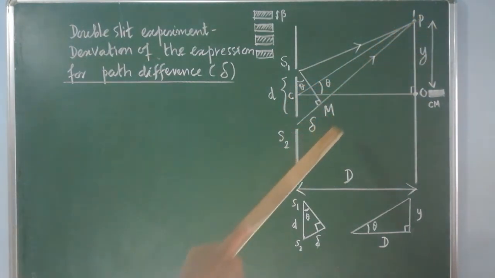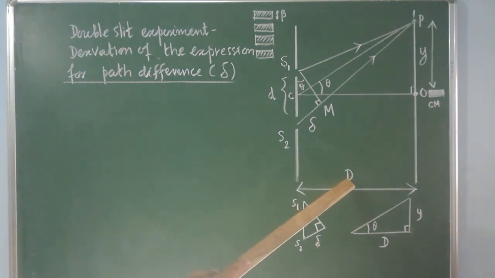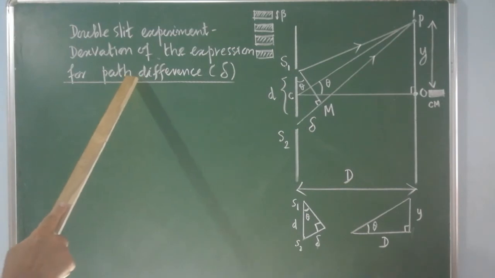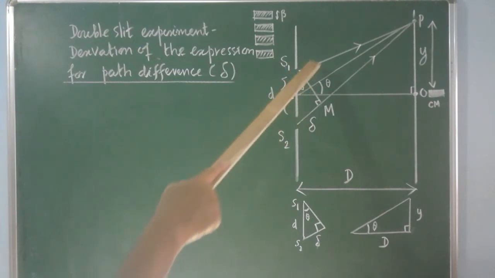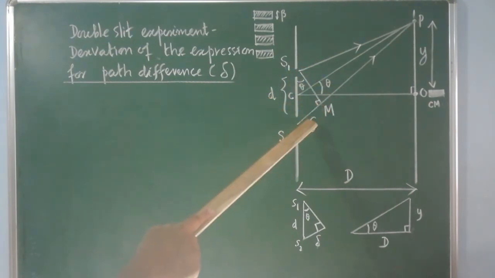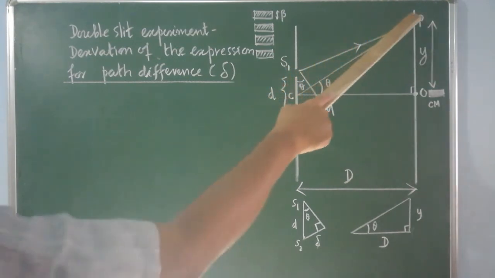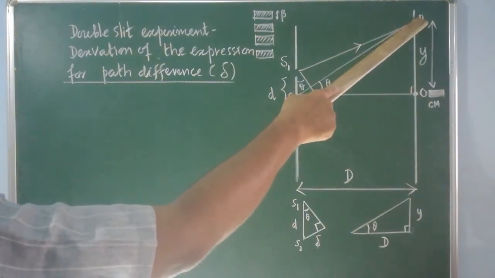Are you clear? In between the screen and the coherent source, the distance is taken as capital D. In between the coherent sources, the distance is taken as small d. Are you clear? Here we are going to learn the meaning of path difference. Look at the diagram here. Two sources S1 and S2 are there. Among the two waves originating from S1 and S2, which wave travels the longer distance? Explicitly it is seen that S2 is traveling the longer distance, finally reaching the point P.